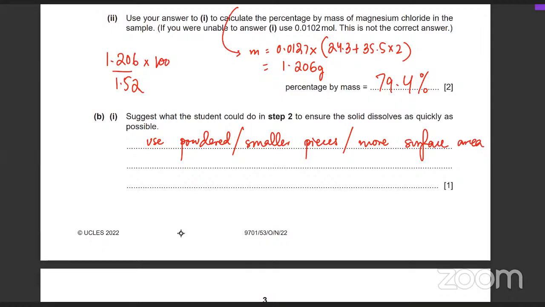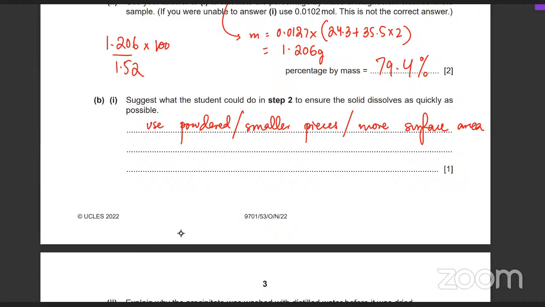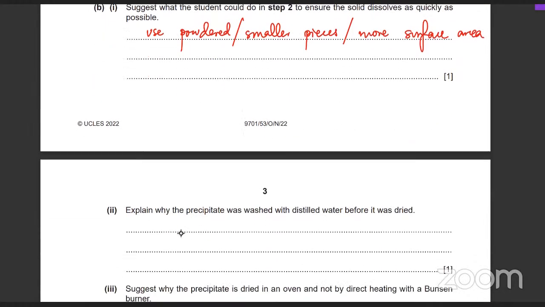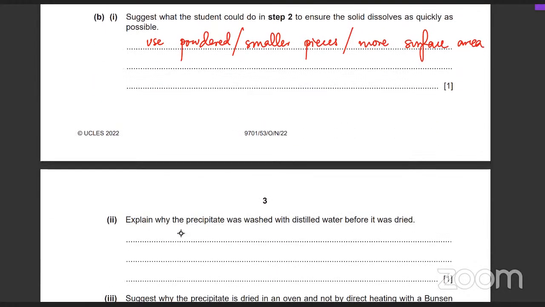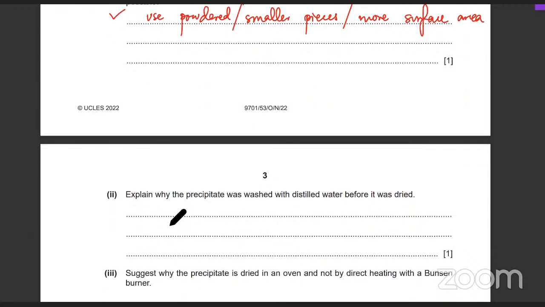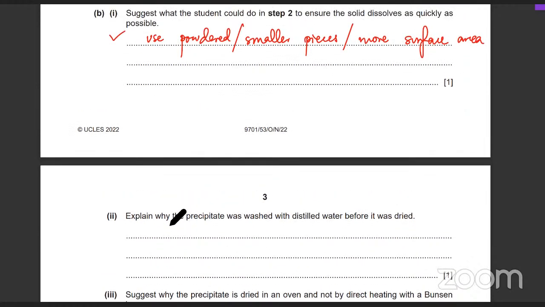Any other way? What could be an acceptable answer? Maybe stir more vigorously. Or you can have a higher temperature as well, since things dissolve faster at higher temperatures. Stirring the mixture more quickly is another way to ensure that the solid dissolves. But I think the best one is to use powdered, smaller pieces: crush the solid into smaller pieces.